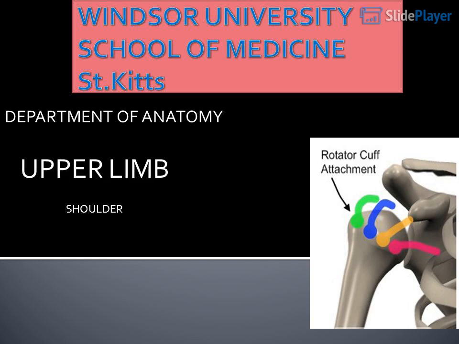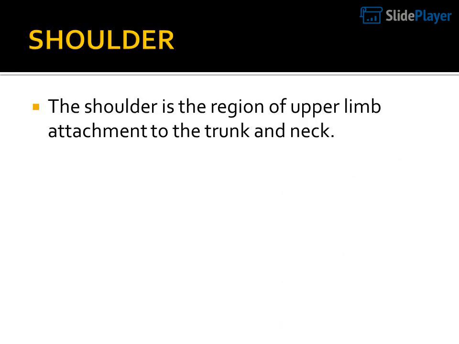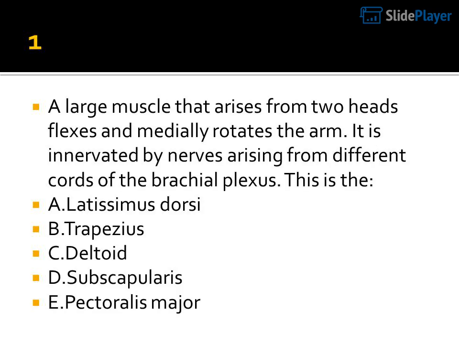Department of Anatomy. Upper limb. Shoulder. The shoulder is the region of upper limb attachment to the trunk and neck. 1. A large muscle that arises from two heads flexes and medially rotates the arm. It is innervated by nerves arising from different cords of the brachial plexus.